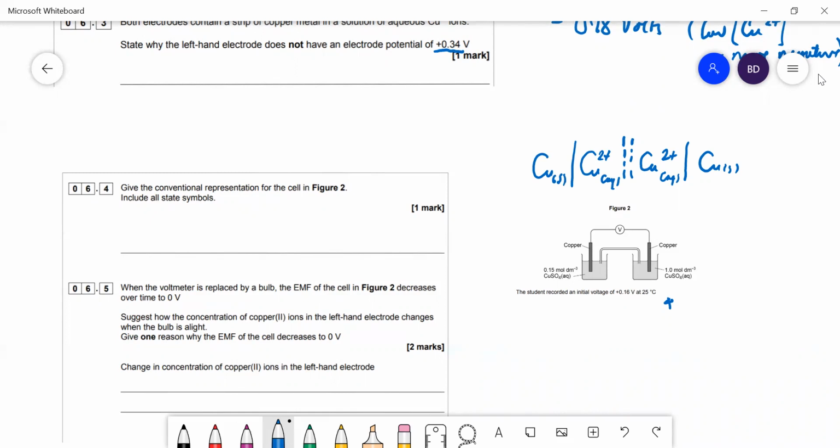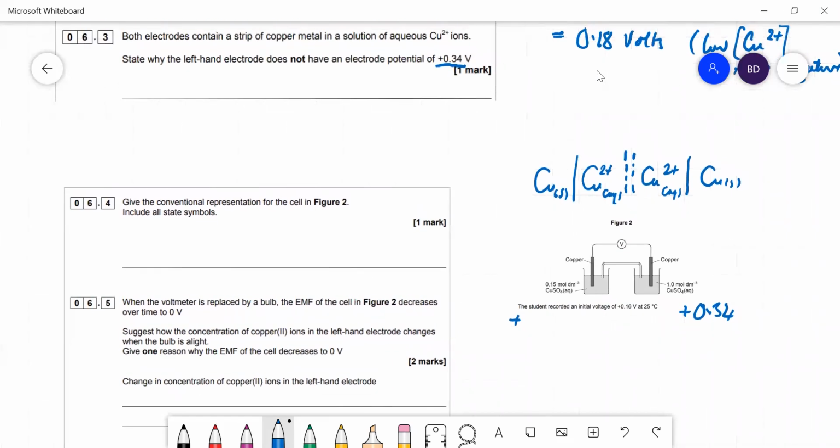Okay, so now it says what happens when the voltmeter is replaced by a bulb, and so the current will flow. Suggest how the copper 2 plus ions of the left-hand electrode change when the bulb is alight. Well, if we look here, we've got plus 0.34 volts here, and we've only got, we worked it out, plus 0.18 volts here. So this is more negative. So what's going to happen is electrons are going to flow that way around in the circuit. So if electrons have been given out by this left-hand electrode, what is happening there is copper metal is turning into copper 2 plus and giving out electrons.